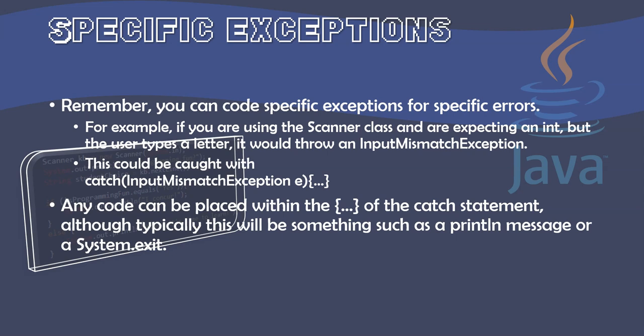Now, any code can be placed within the curly brackets of the catch statement, though typically this is going to be something such as a print line message or a System.exit, or maybe some sort of thing that's going to have the program run again from a certain point. So these are all different things that you can do in order to help handle these exceptions.